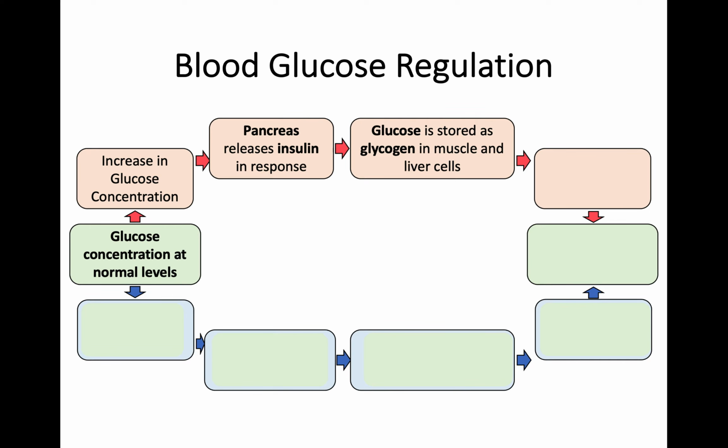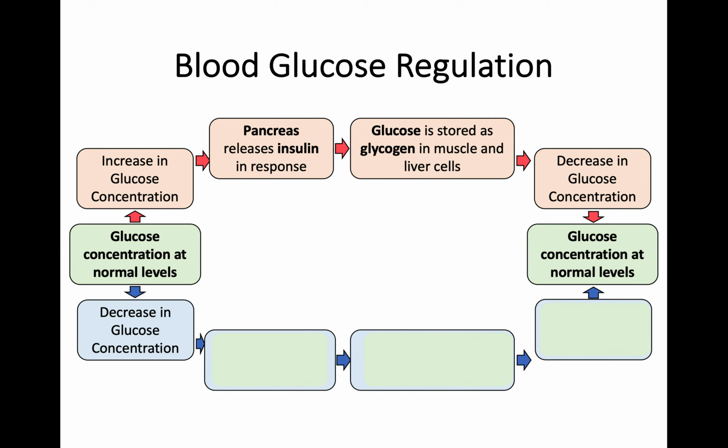So for example, if you have eaten or drunk something, and as is shown in the previous diagram, that excess glucose is going to be stored as glycogen in your muscle and your liver cells. And that is going to ultimately lead to a decrease in the glucose concentration of your blood. Once it's decreased enough, it goes back to normal levels. So again, we're trying to keep at this normal concentration level, and that's always the end point we're trying to get to.